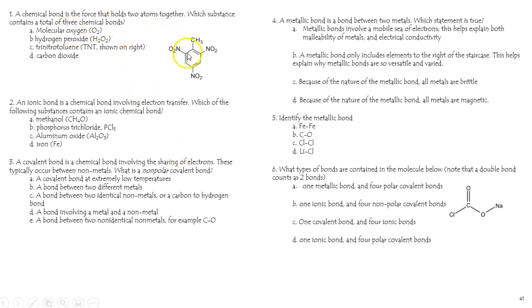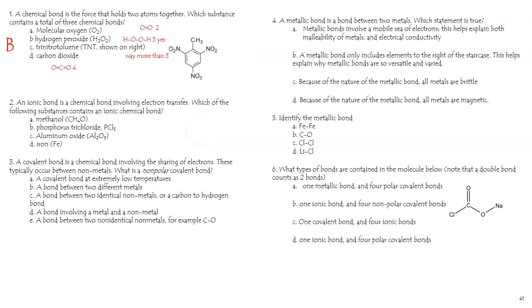TNT, well, that's got tons of bonds. And CO2, each one's double bonded. That's 4 bonds. I like H2O2. Check it out. An ionic bond is a chemical bond that involves electron transfer. Thank you for defining that for me.